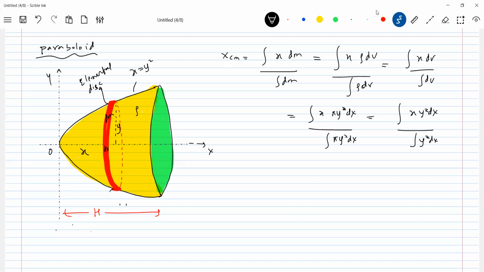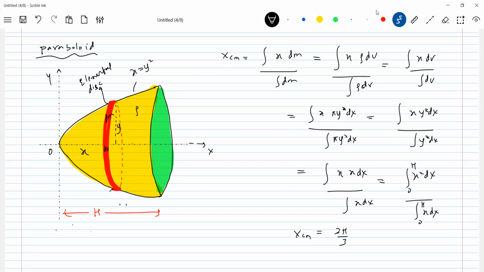So I should integrate now. Y should be replaced with x, no? So y square is equal to x. Y square dx is equal to x dx. This will be x dx. So x square dx from 0 to h, over x dx from 0 to h. That gives 2h by 3. From where? From the vertex. From the base, it will be h by 3.